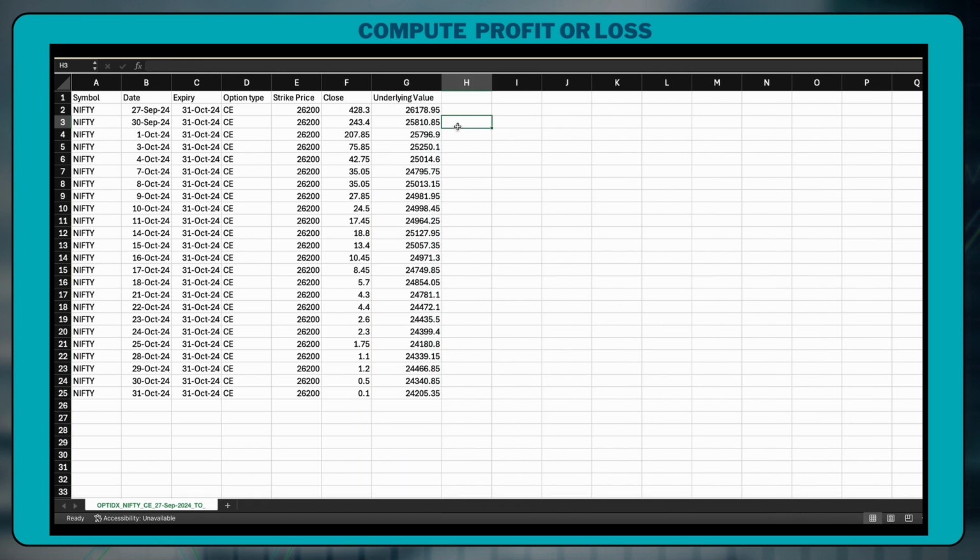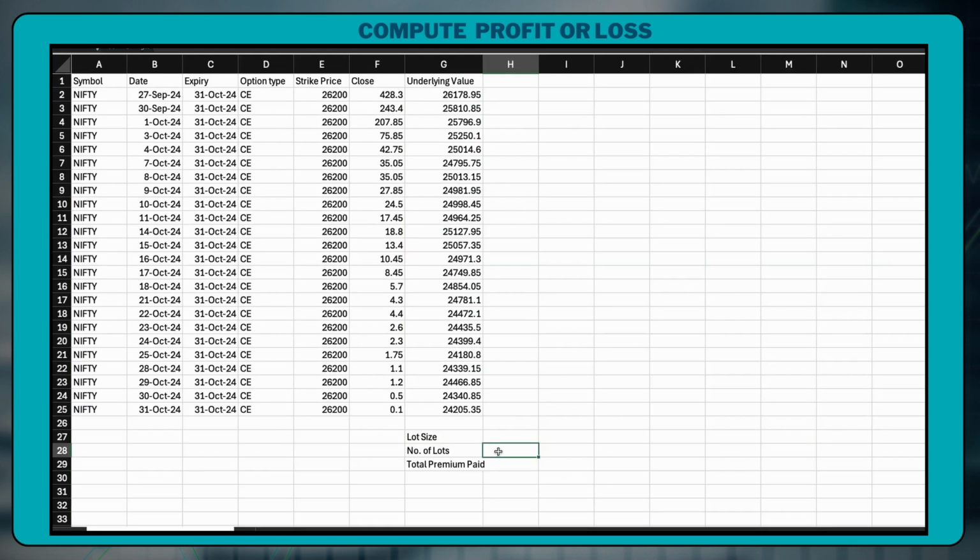Now let us assume that Mr. A, who is bullish about the market, purchased 10 lots of Nifty call option at the money strike of 26,200 for 428.3 per unit. So if one lot of Nifty index is 25 units, then 428.3 into 25 into 10 equals 1,07,075. This is the required investment amount.